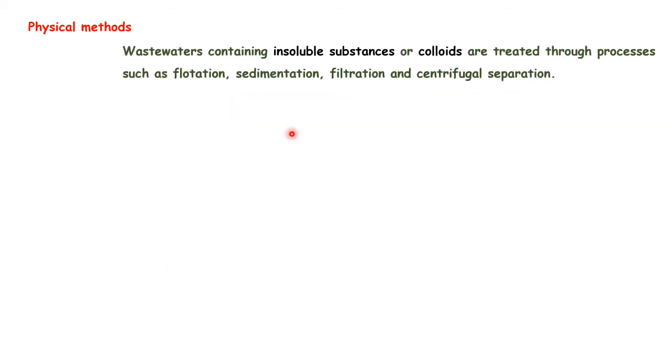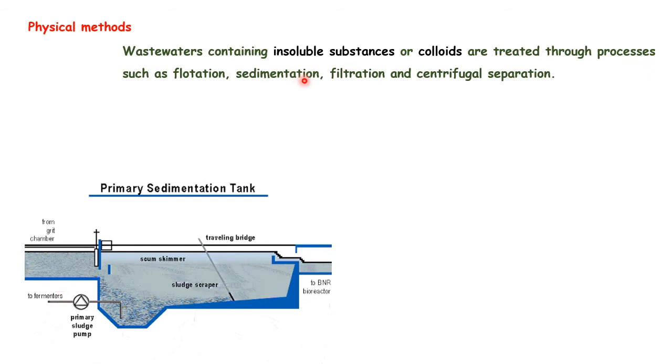So in physical method, as I told you, the insoluble substances like hard materials such as textiles, leaves, logs, and all this will be treated, and also some colloid particles will be treated in the process of flotation, sedimentation, filtration, and centrifugal separation. I told you how the flotation technique works.